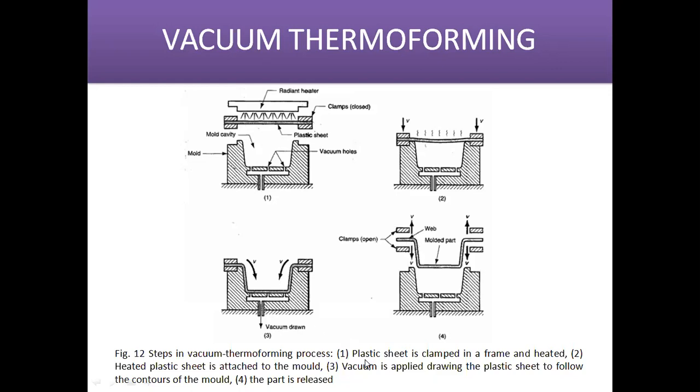So in the first step, the plastic sheet is clamped in a frame and heated. Second step is the heated plastic sheet is attached to the mold. Third step is vacuum is applied, drawing the plastic sheet to follow the contours of the mold. And the fourth step is the part is released. Clear? These are the four steps of the vacuum thermoforming process.